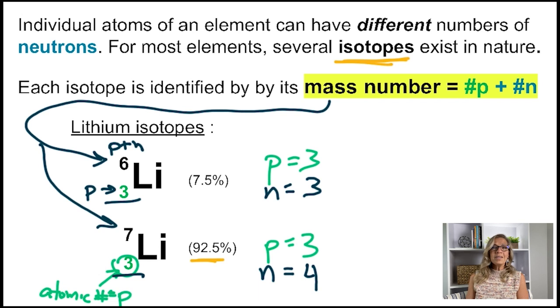Okay, so the only difference in these 2 isotopes of lithium is one has 1 more neutron than the other. So in order to determine the number of neutrons, what do you have to have? The mass number. Is that on the periodic table? It's not. Okay.